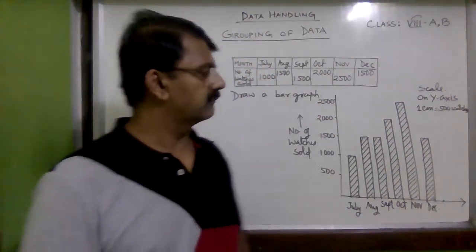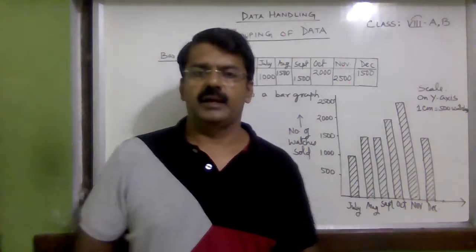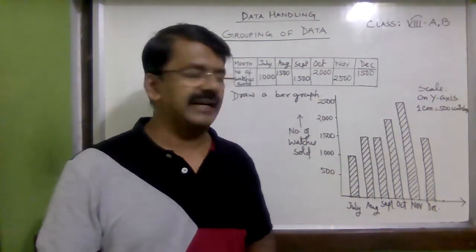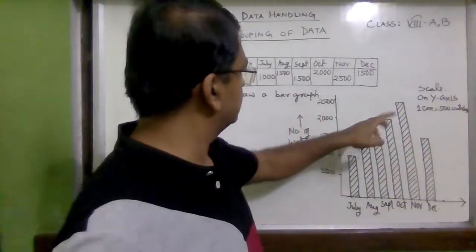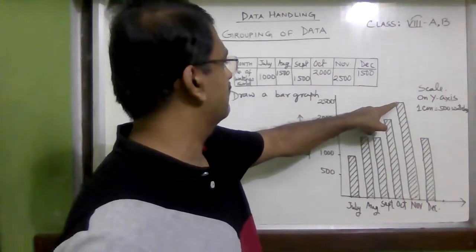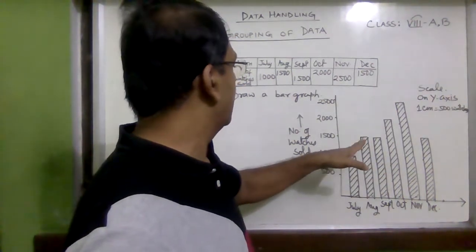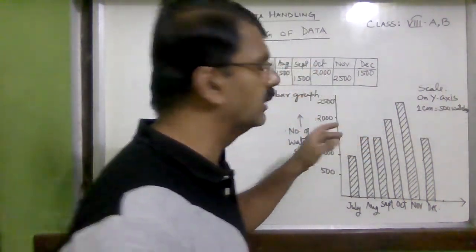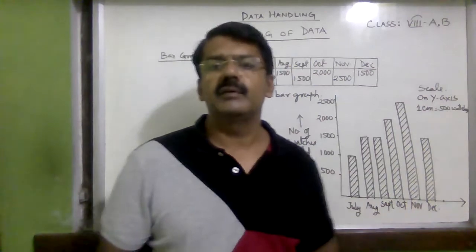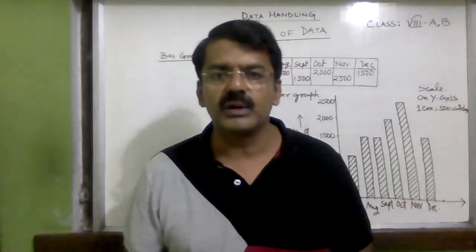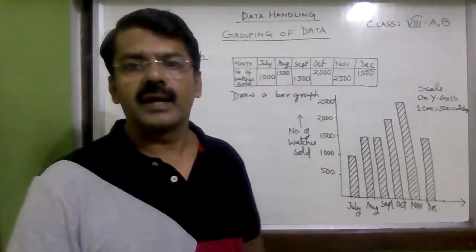That is the scale. Now, why we draw bar graphs? Because whenever we represent the data visually, it's easier to understand. As you can see easily, in the month of November the maximum number of watches are sold, and in the month of July minimum number of watches are sold, and in the month of August, September and December equal number of watches are sold. So these things we can easily observe from a visual representation. That is why a bar graph is more useful.